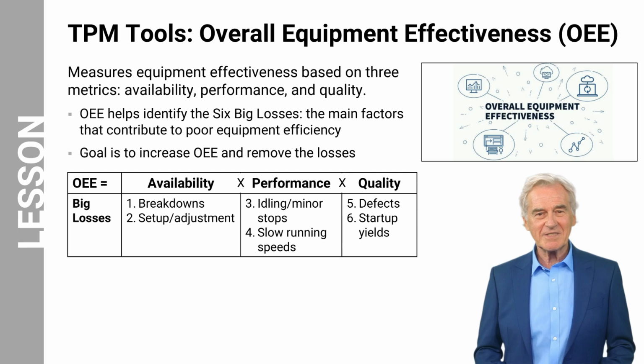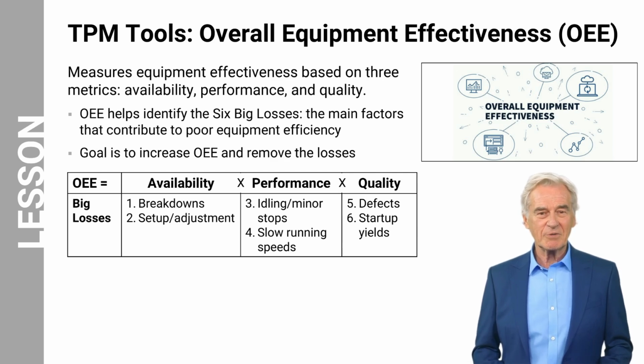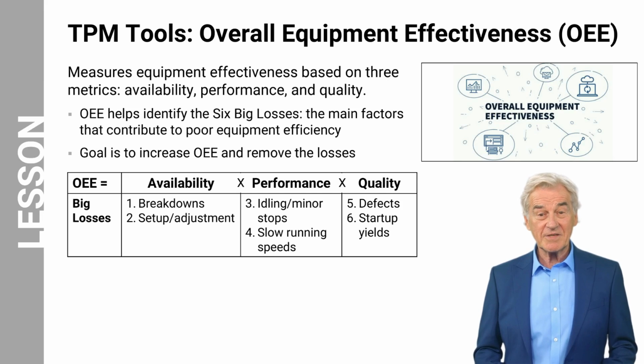OEE categorizes these efficiency losses into three categories: availability, performance, and quality. This helps identify the factors that have the largest impact on lost productivity. First, calculate the efficiency of availability, performance, and quality using the equations. Then, to get the OEE, multiply them all together. The goal is to increase the OEE and remove the losses. The availability loss is associated with breakdowns and setup adjustment contributors. Performance loss is associated with idling, minor stops, and slow running speeds, and quality loss is associated with defects, rework, and startup yield contributors.